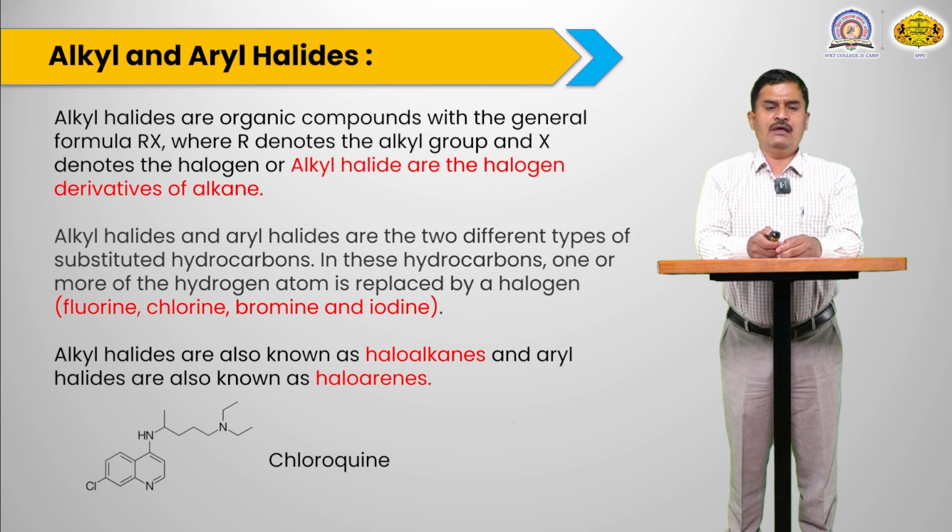A well-known example of the aryl halides is chloroquine. In the chloroquine molecule, there is a chlorine present in the aromatic ring. So this is an example of haloarenes. Chloroquine is a well-known drug we use for malaria and different types of diseases.